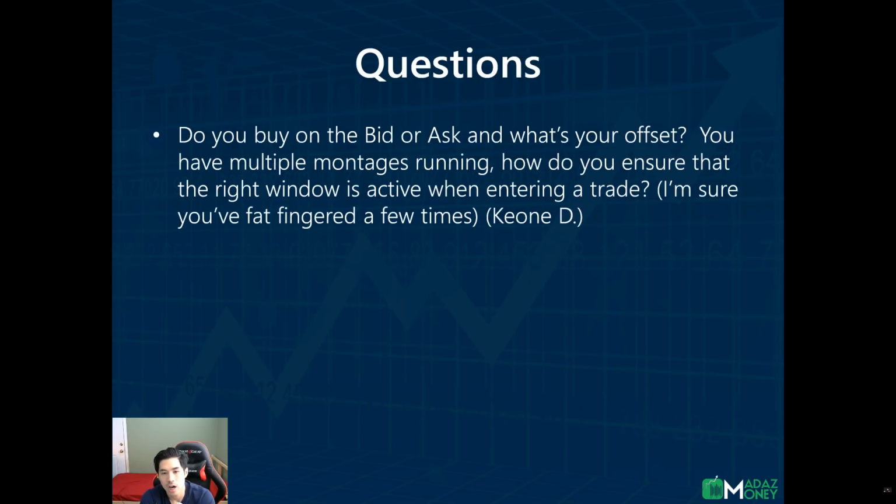Do you buy on the bid or ask, and what's your offset? You have multiple montages running. How do you ensure that the right window is active when entering a trade? I'm sure you've fat-fingered a few times.